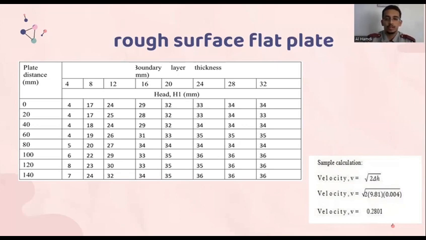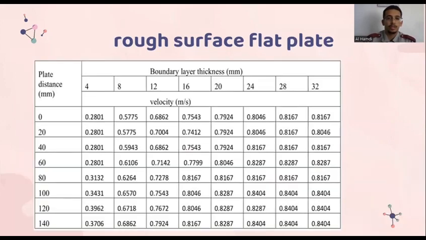For sample calculation, for velocity, we have square root of 2 g delta H. So velocity equals 0.2801. Now this table shows boundary layer thickness versus velocity, as we can see in this table.